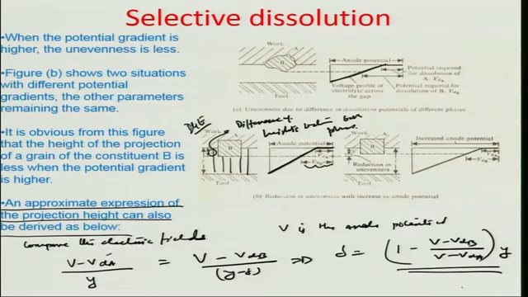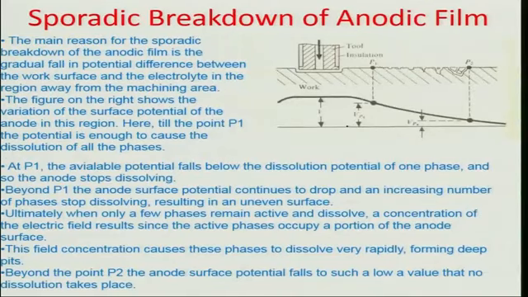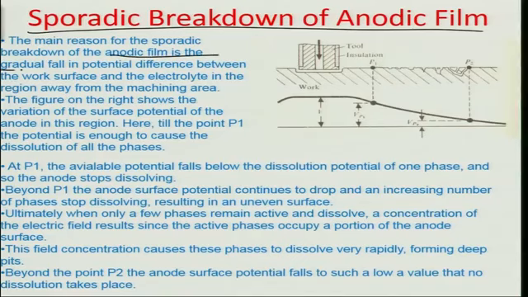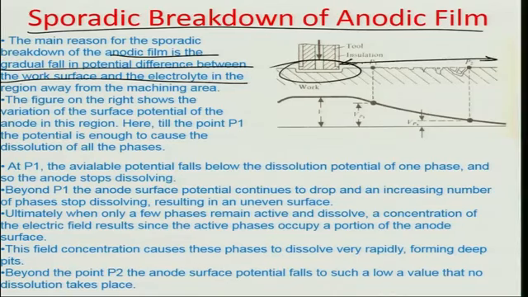The other criterion for causing poor surface finish is the sporadic breakdown of the anodic film. Let us see what we mean by this. The main reason for the sporadic breakdown of the anodic film is the gradual fall in the potential difference between the work surface and the electrolyte in a region away from the machining zone. Let us say this is the machining zone and we are talking about this region away from it.